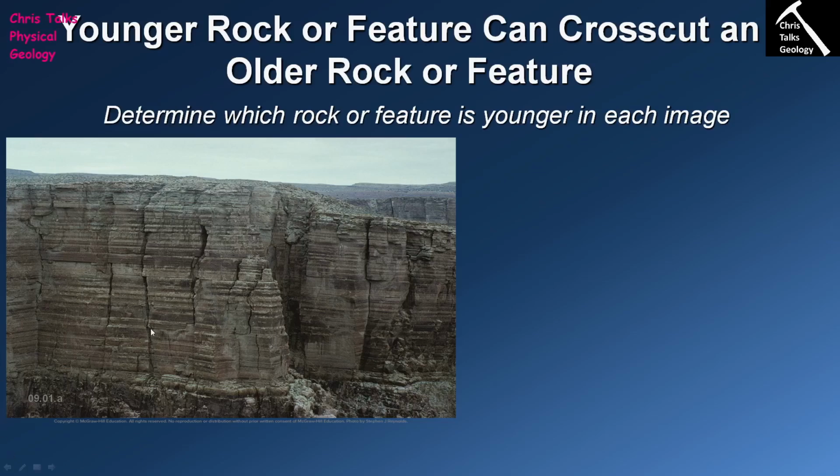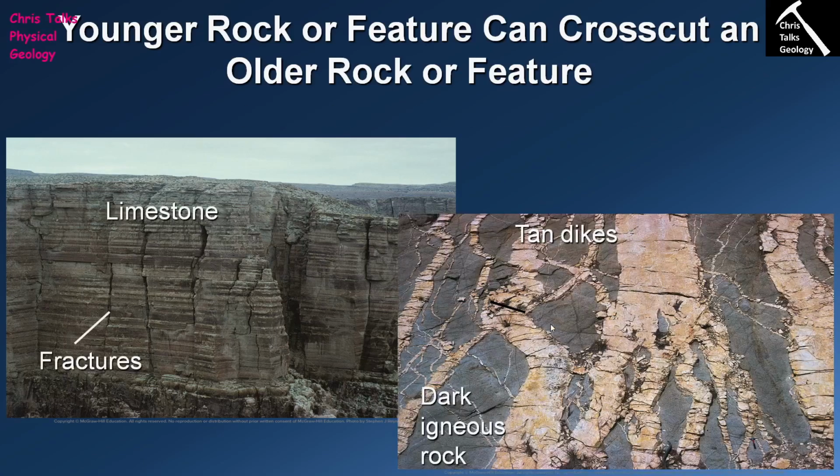And so you can see straight away, when we have joints, when we have faults, they must be younger than the rocks which they cut, because the rocks have to have been there first before the joint or the fault could form. So the same thing goes for dikes.